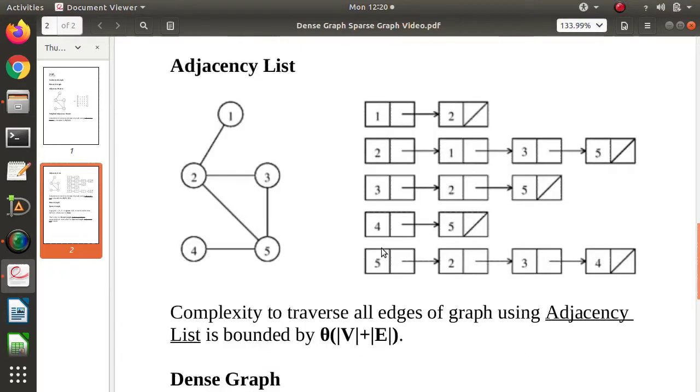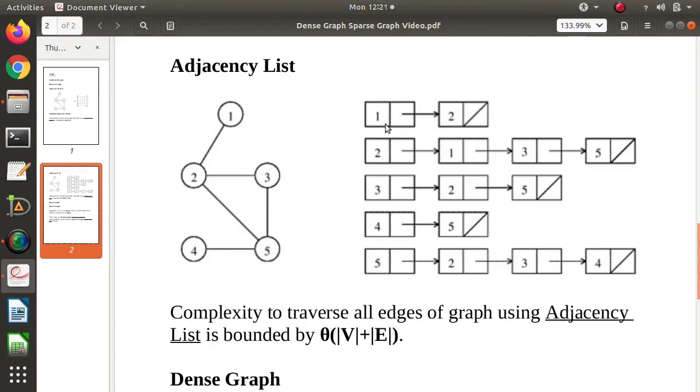So here you can see this is the adjacency list. Sparse graph is represented by adjacency list. So how is it represented? What do you mean by adjacency list? See, in this graph there are five vertices. For each vertex there is one linked list, right? This linked list is for this vertex, this linked list is for this vertex, this is for this vertex, and this linked list is for this vertex.